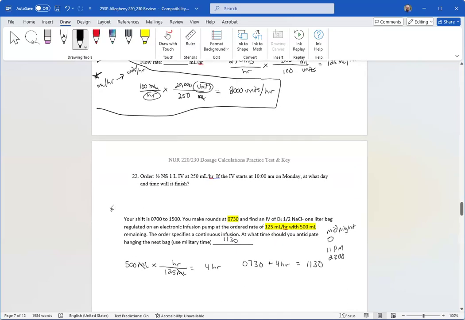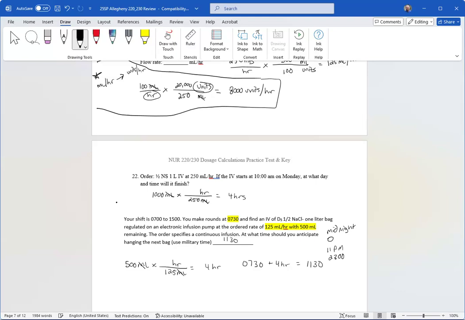And then finally, the last flow rate question that I have listed here is just like going based off of time. So if we have 1 liter of an IV solution that's being administered at 250 milliliters per hour, it starts at 10 a.m. on Monday. What time will it finish? So we just want to know how long this will last. So 1 liter is 1,000 milliliters. And then what I'm going to do is get rid of milliliters, convert it to hours, just using my flow rate. So I'm inverting the flow rate. So this is going to last 4 hours.